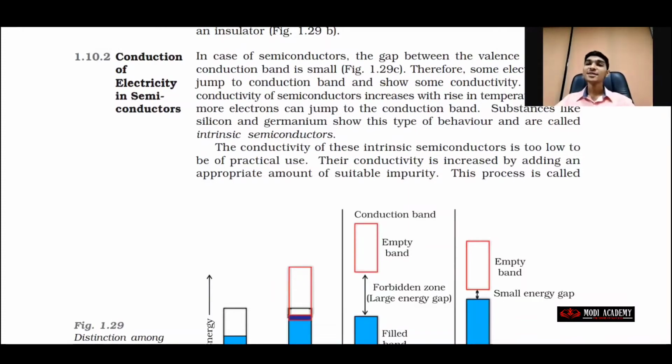So semiconductors in which a little electric current can flow, what will we call them? Intrinsic semiconductors. Okay, so the conductivity of this intrinsic semiconductor is too low to be of practical use. Their conductivity is increased by adding an appropriate amount of suitable impurities.